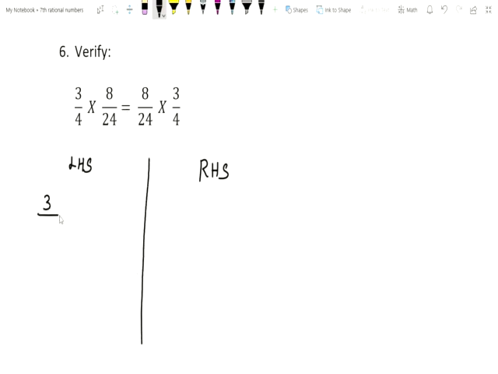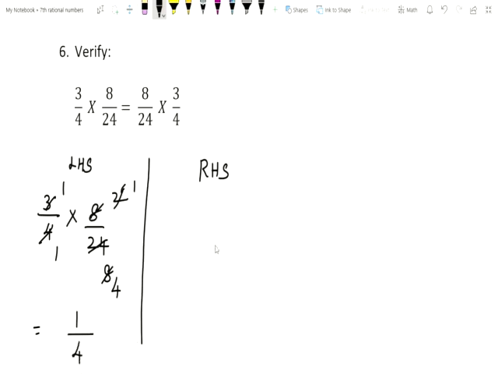So 3 by 4 into 8 by 24. 4 ones are 4, 4 twos are 8. 3 ones are 3, 3 eights are 24. 2 ones are 2, 2 fours are 8. See the numerator 1, denominator 1 into 4, 4, 1 by 4.